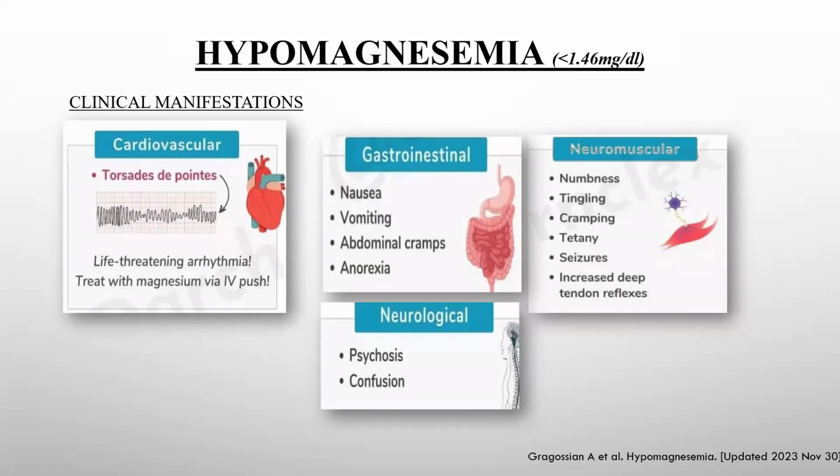Hypomagnesemia, the normal magnesium level is 1.4 to 1.9 milligram per deciliter, and when less than 1.4, it is hypomagnesemia. And the clinical manifestations, the serious manifestation is the life-threatening arrhythmia, Torsades de Pointes; GI manifestations like nausea, vomiting, abdominal cramps, anorexia; neurological like psychosis, confusion; and neuromuscular like numbness, tingling, cramps, tetany, seizures, etc.